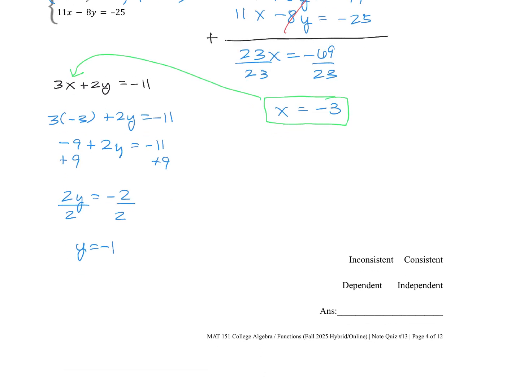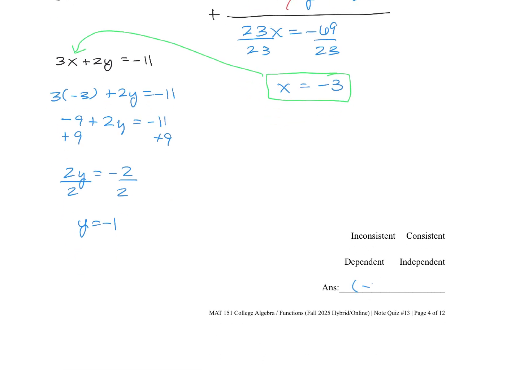So this solution is negative 3, negative 1. And once again, we are consistent and we are independent. And that is what's called the elimination method. Sometimes called the addition method because in the process you add the equations together.